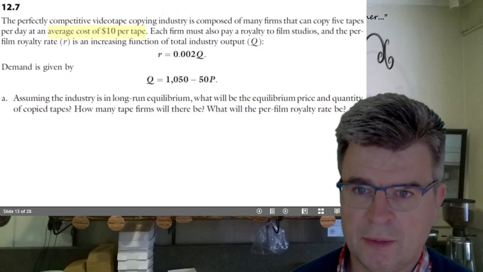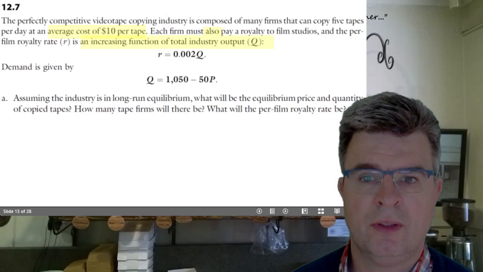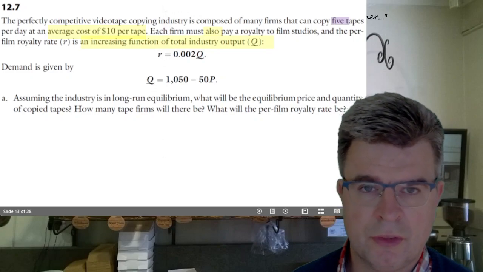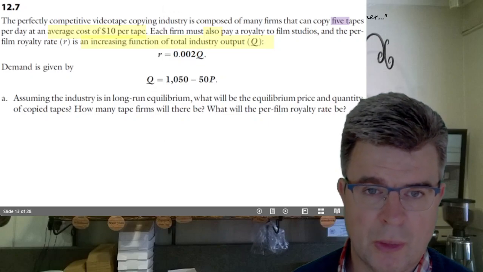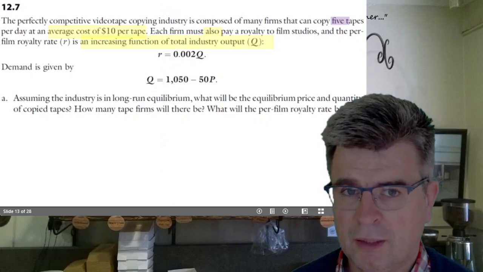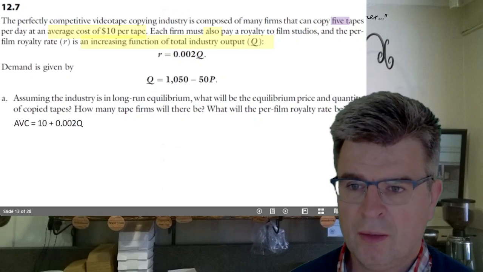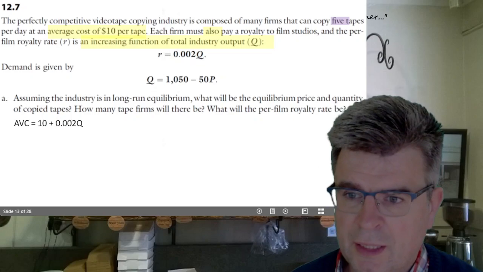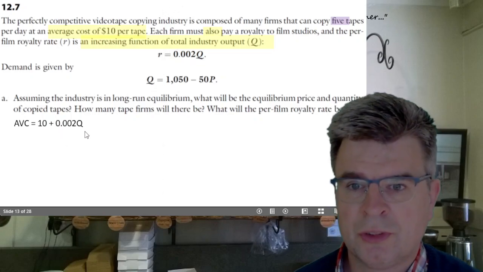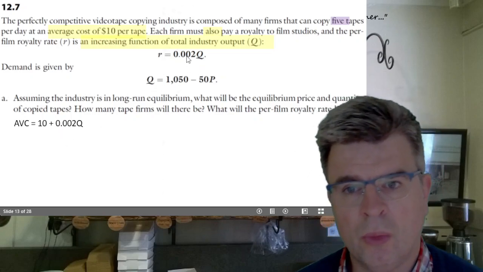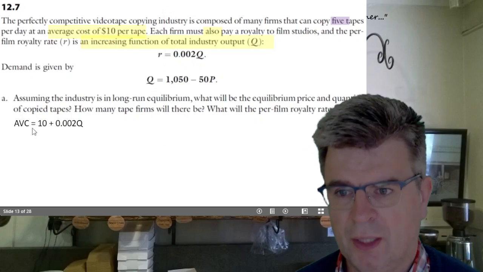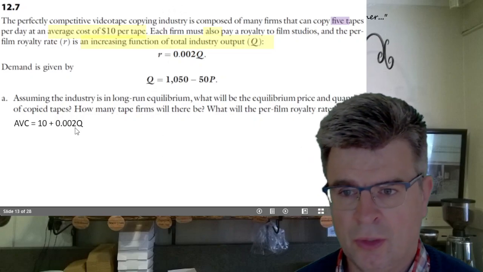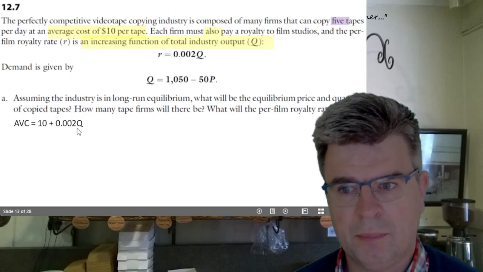Average cost is 10 per tape. On top of that, a royalty rate needs to be paid, and each firm can only copy 5 tapes, so that's not a lot. So the average variable cost to the videotaping firms is 10 plus the royalty rate of 0.002 times Q. And you can see that the average cost indeed is now a function of the total industry output.